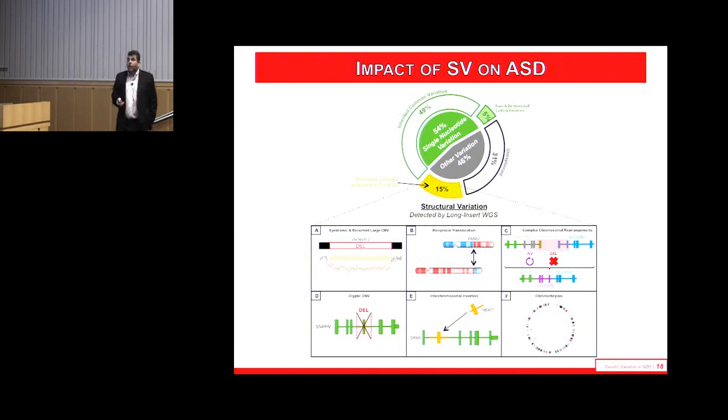In the Simons collection, with this number of 6.7%, we think that it might be somewhere around 15%. We're not done with the validation. We don't have all of the inheritance status for all these, so please don't hold me to this, but at this point, our estimates are around 15% of the etiology is due to structural variation.